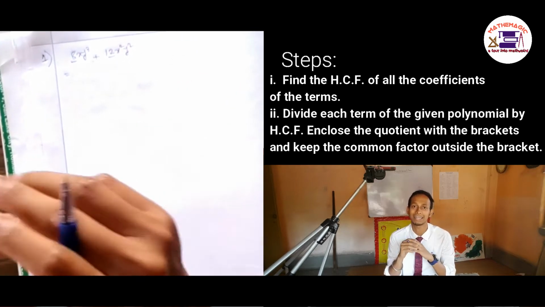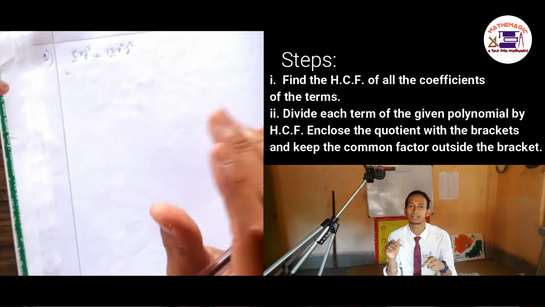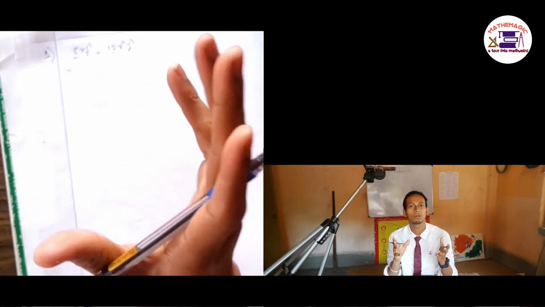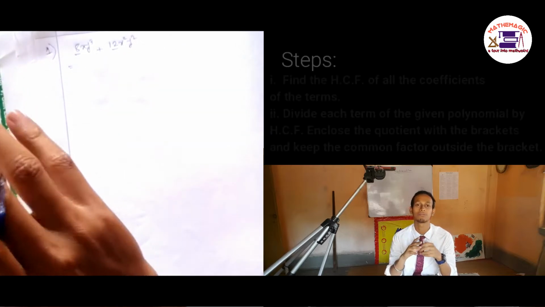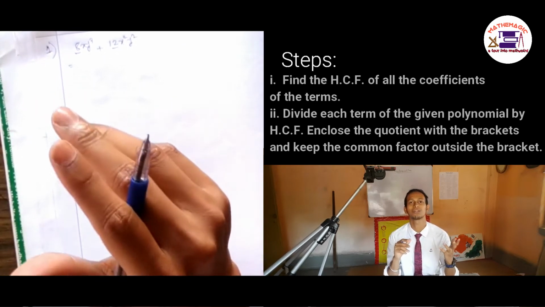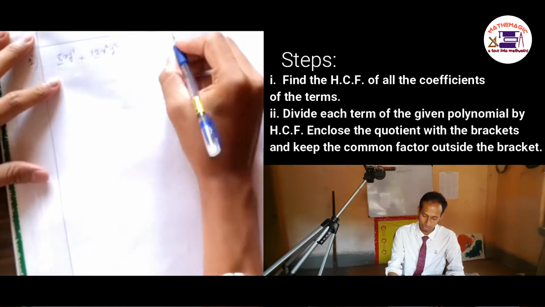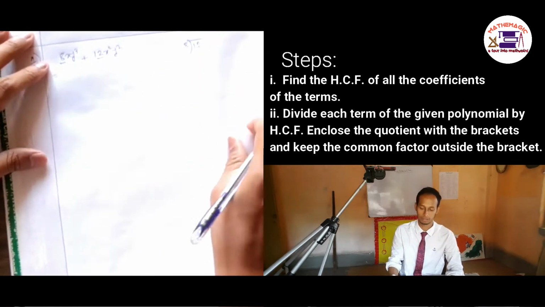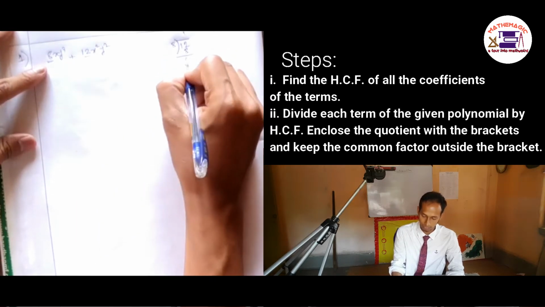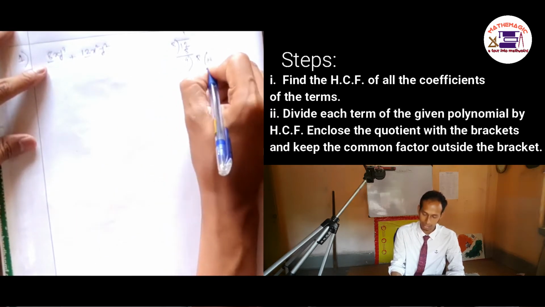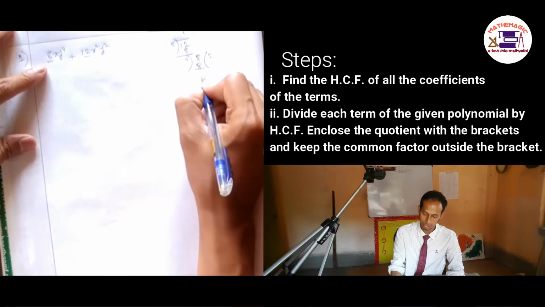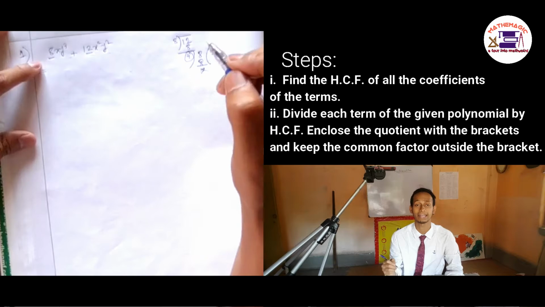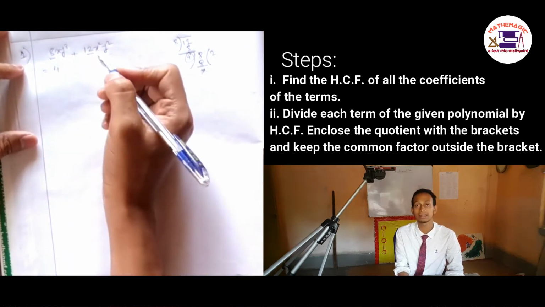I'm showing the HCF method for the first sum, and from the next sum onwards I'll just take common, and you'll also become habituated as you solve the sums. The more you solve, the more easily you learn. So first I'll find the HCF of 8 and 12. 8 ones are 8, 4 remains, again 8 is coming, 4 twos are 8, so cancel. Now as you know, 4 is the HCF, so 4 will be outside.